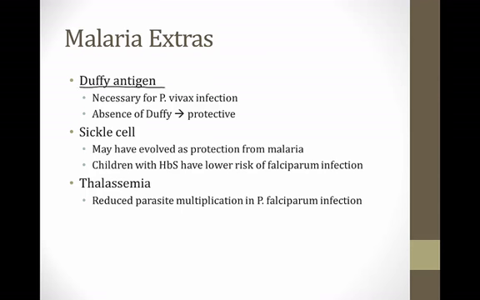First is the Duffy antigen. This antigen on the surface of red cells is necessary for Vivax to get inside the red cell, so if you have absence of the Duffy antigen, it is protective against this form of malaria. Sickle cells may have evolved as protection from malaria because children who have hemoglobin S have a lower risk of falciparum infection. And then finally, people with thalassemia also have less severe disease when they're infected with falciparum. That's because the parasite does not multiply as effectively as in patients who do not have thalassemia.